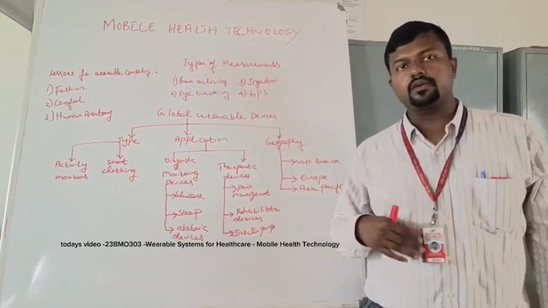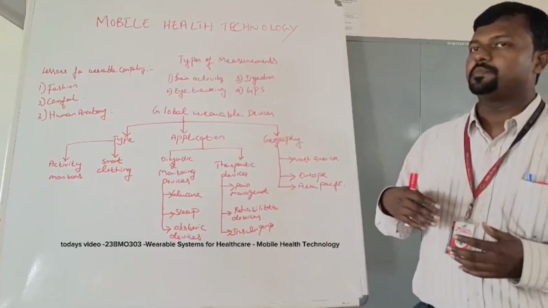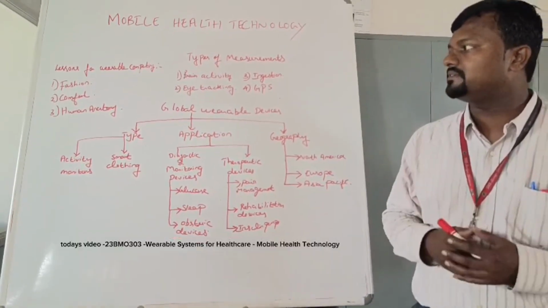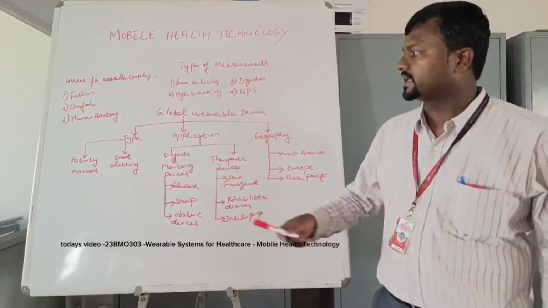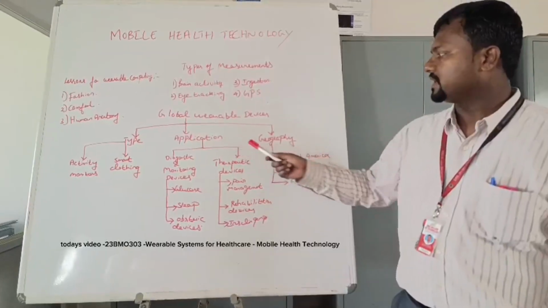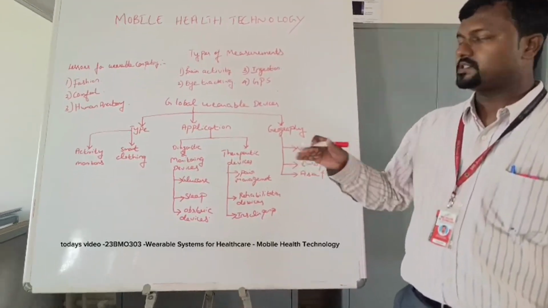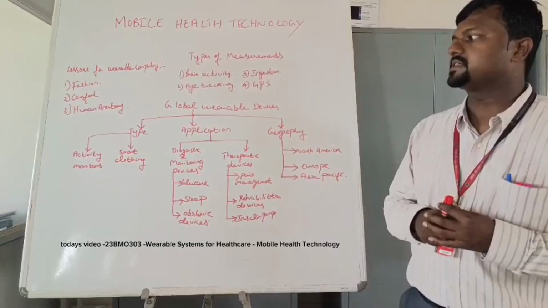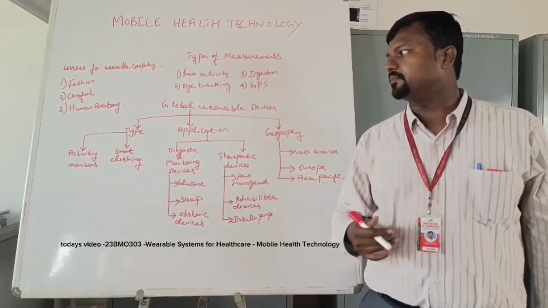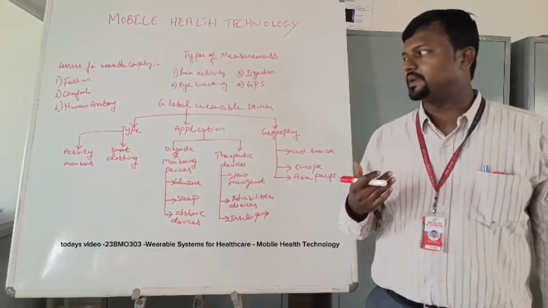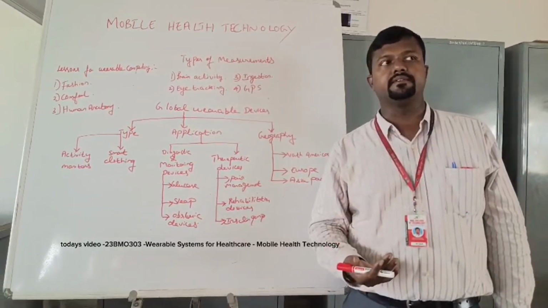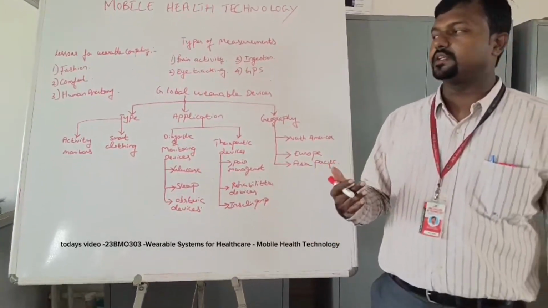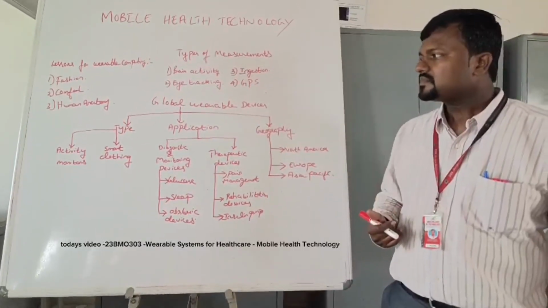So let's speak about the global wearable devices. It may be a wearable device or non-wearable device. When we speak about the global wearable devices, they are defined into three categories. One is the type, application and the geography. So these are the three different types of global wearable devices. Based on the type, the first one is the activity monitoring and the smart clothing. Activity monitors are made based on the physical movements of the activity. This will be monitored by some kind of devices. The smart clothing, those kinds of devices come under type.